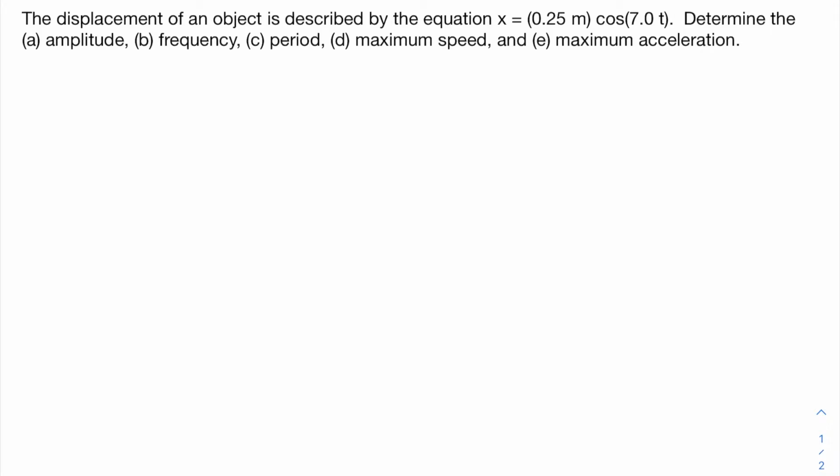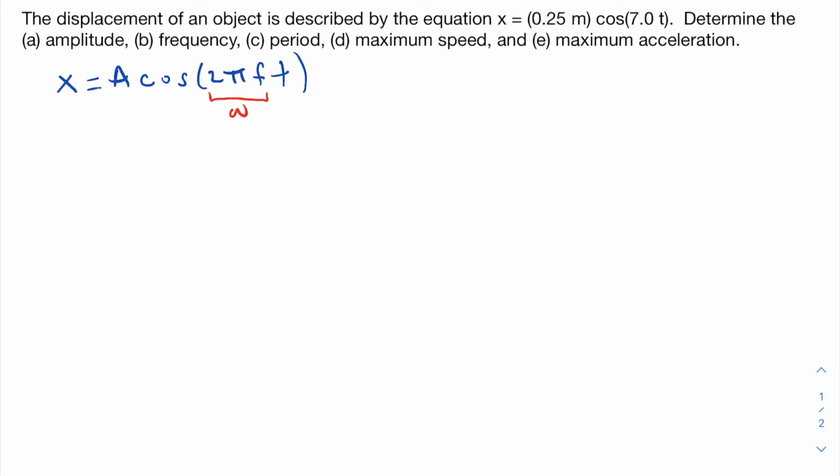In my previous video, I mentioned how the displacement in simple harmonic motion can be modeled by the following equation. Here the displacement, or x, is equal to the amplitude multiplied by the cosine of 2 pi times the frequency times time. Here 2 pi multiplied by the frequency is simply the angular velocity.